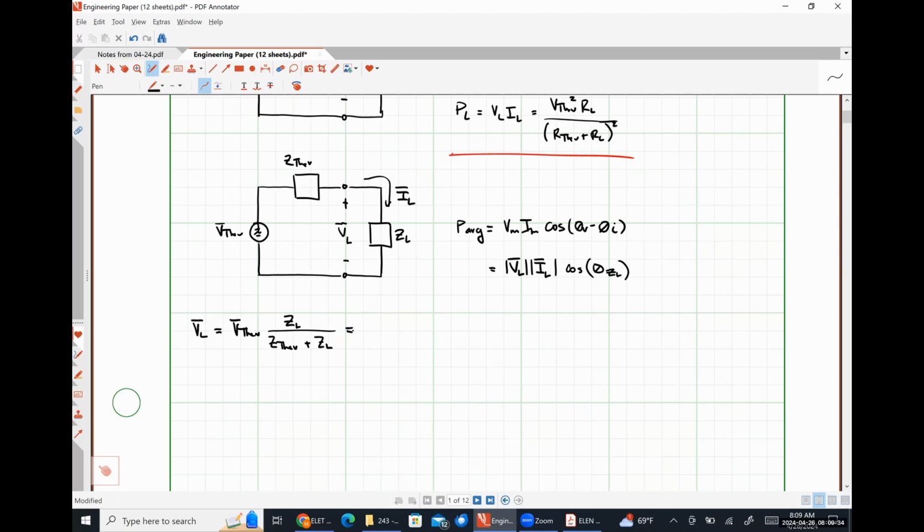So what I'm going to do now is express my impedances in rectangular form, okay? So that's going to look like VThev in the numerator times a factor of RL plus jXL. So I just decomposed my impedance into its real and imaginary parts, divided by RThev plus RL plus j(XThev plus XL), right? Where I'm just adding the real parts of my impedances together in the denominator and adding the imaginary parts of my impedances together also in the denominator. So are we all okay with this?